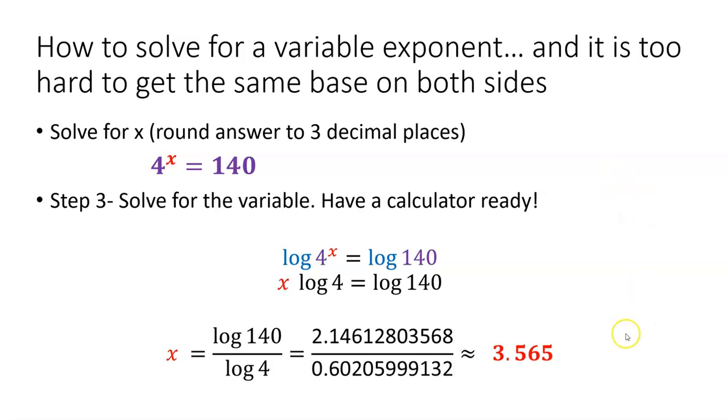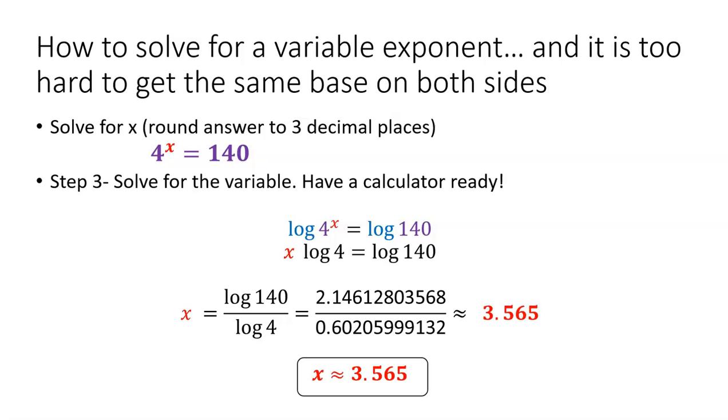It's about, that's what this squiggly equals looking like sign is, it's about 3.565, which is what we were kind of expecting, something between 3 and 4. X is about 3.565.